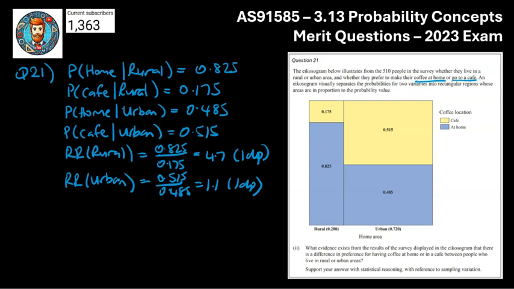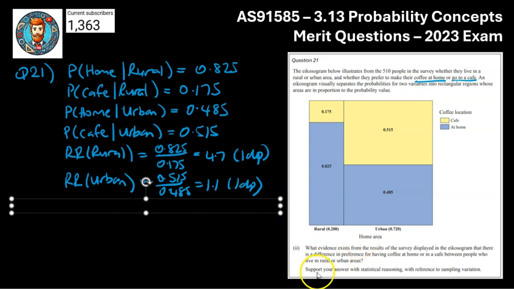Because the numbers are the other way round, here we've actually got home divided by cafe, and down below we've got cafe divided by home. So what this 4.7 number tells us is people are 4.7 times more likely to prefer coffee at home than at a cafe if they're from a rural environment. And then the second one is basically the other way around. They're 1.1 times more likely to prefer coffee at a cafe than their home. Let's talk about those two numbers, 4.7 and 1.1, and put them in a sentence.